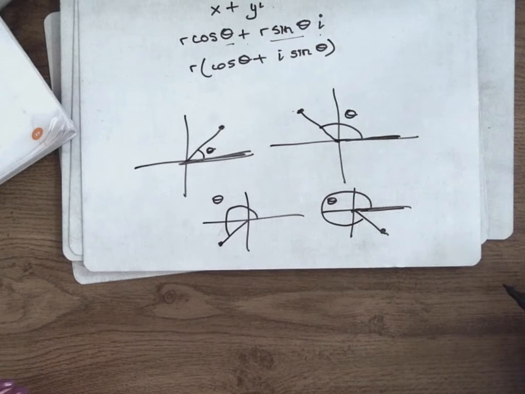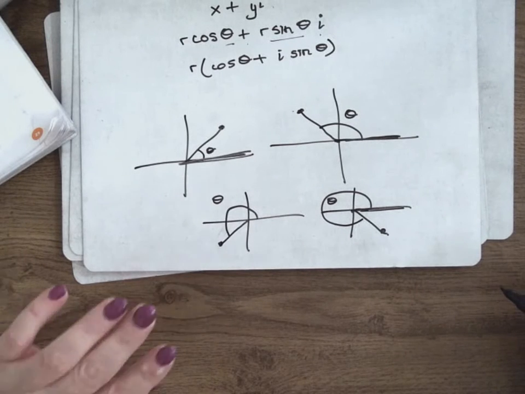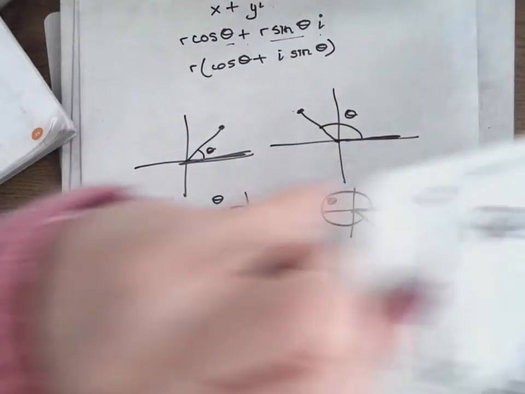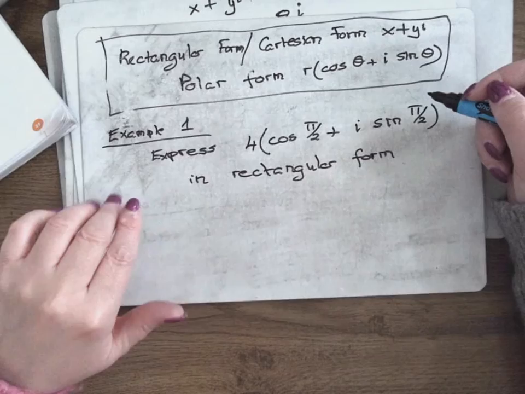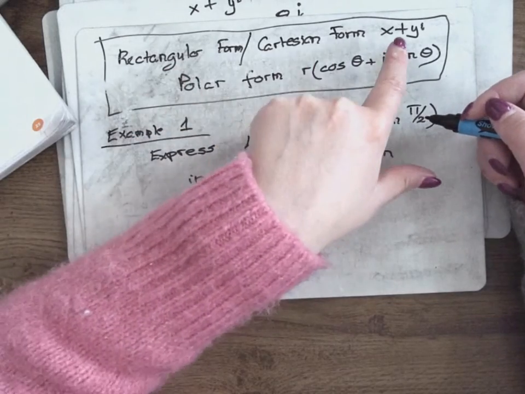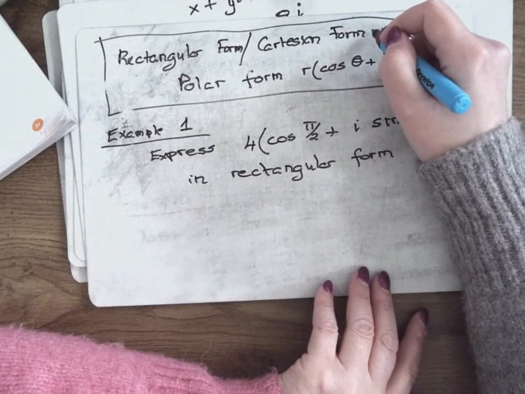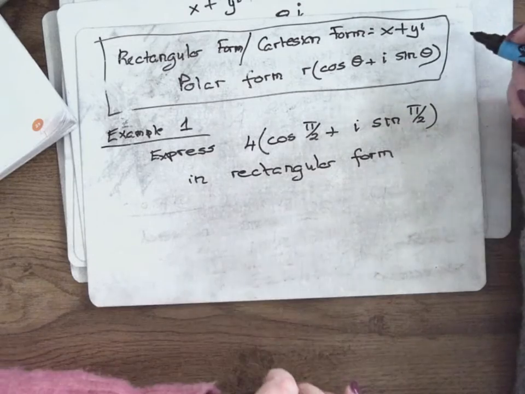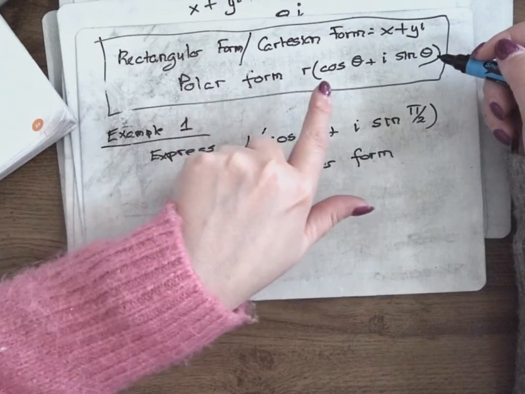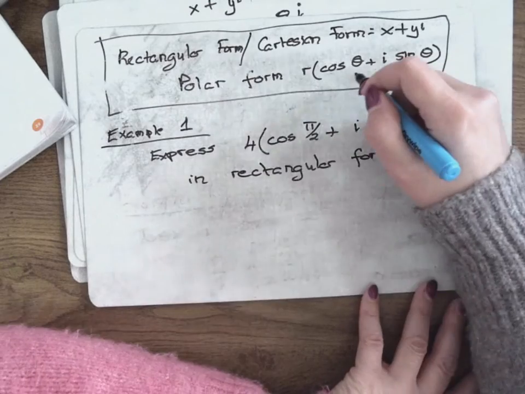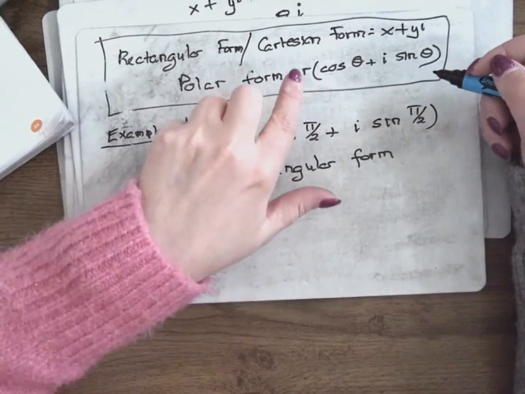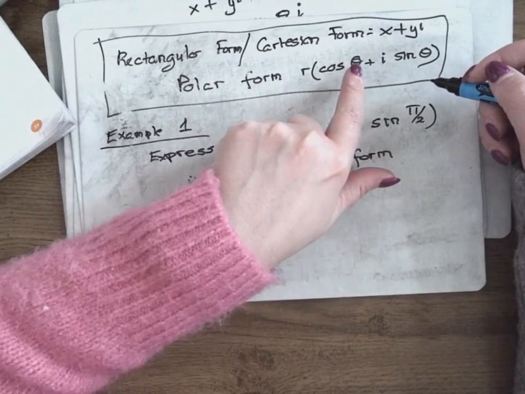You needn't write that bit down. There we go. Rectangular form or Cartesian form is what they call x plus yi. And the polar form is when the same complex number is written here, except we don't have the x-coordinate and the y-coordinate anymore. We know the modulus and we know the argument, the angle it makes with the positive x-axis.